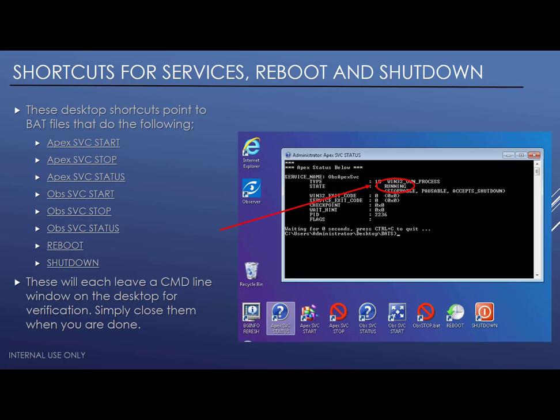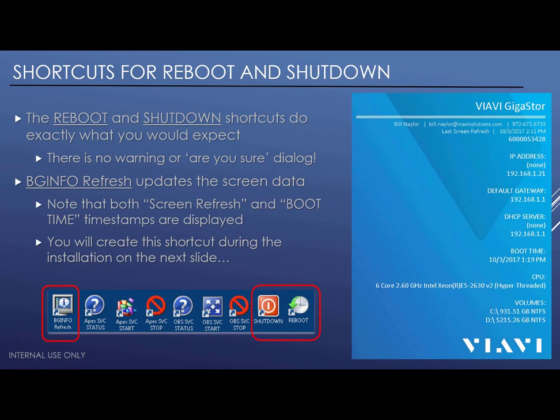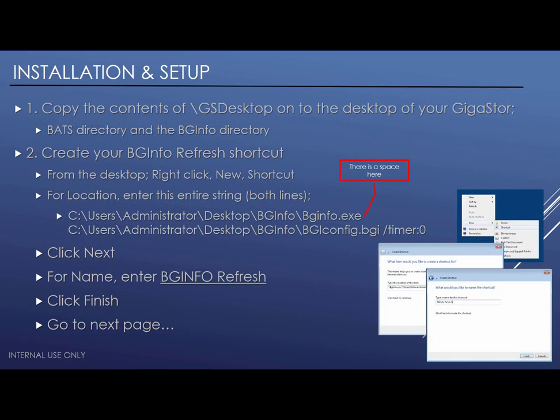The shortcuts are listed here. Basically, these are desktop shortcuts to, among other things, monitor or start or stop services, also for reboot and shutdown. So basically, you just click on that shortcut and it solves a problem for you rather than having to open a command window and type out these commands and test for things.